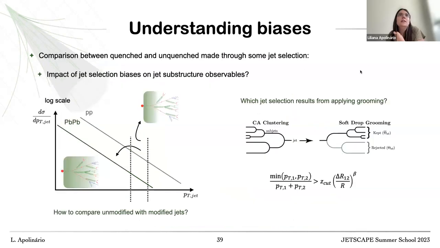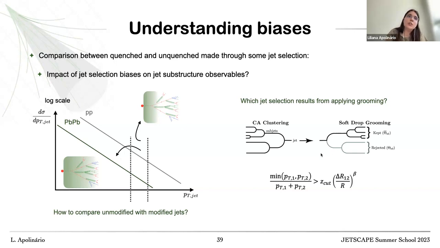So then I move to the last part, which is the other big advantage of using Monte Carlo event generators: to understand biases. Because the comparison between quenched and unquenched is always made through some jet selection. And so when we compare pp and lead-lead, we are always faced with this problem that we are not sure if we are comparing exactly the same jets.